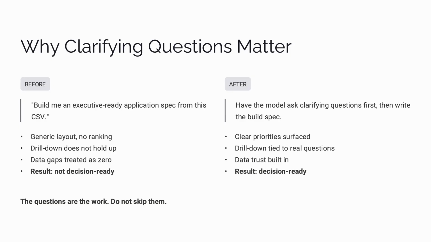And so you've probably realized what's going to happen if you do this. You're not going to get what you want, right? It's going to be a generic layout. The data is not going to be ranked. The drill down may not be there. It may not tie to the summary numbers. It may decide to treat data gaps as 0, which you may not want. So the result of that is definitely something that's not decision ready.